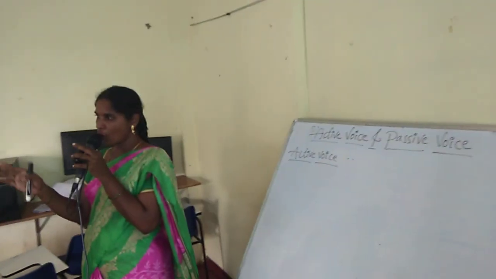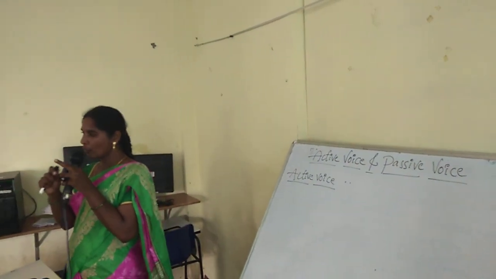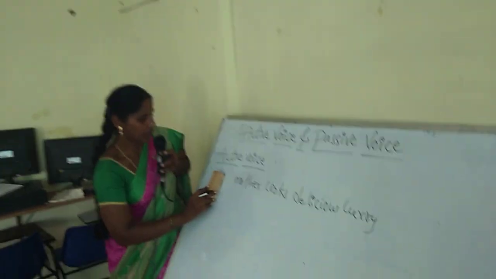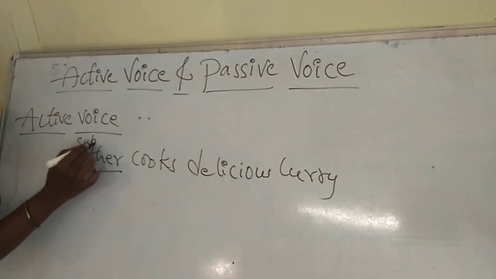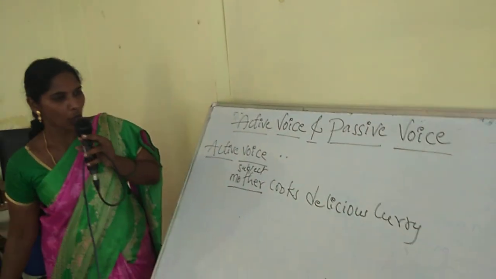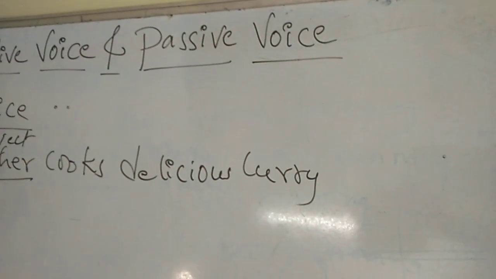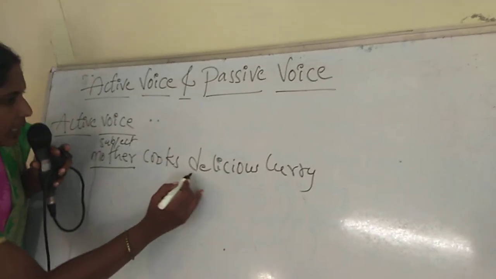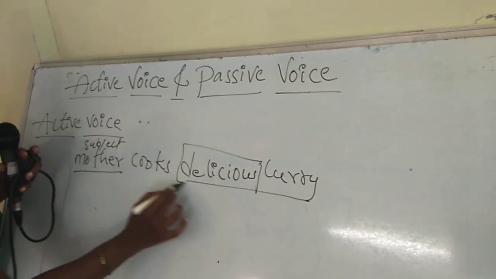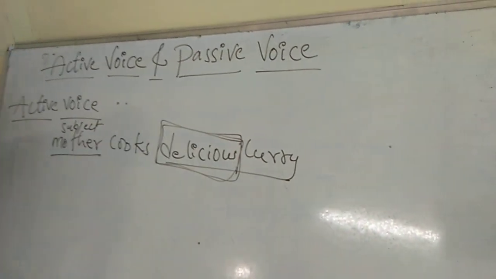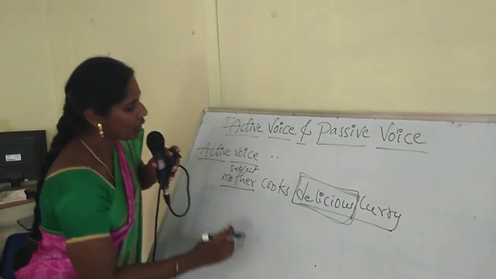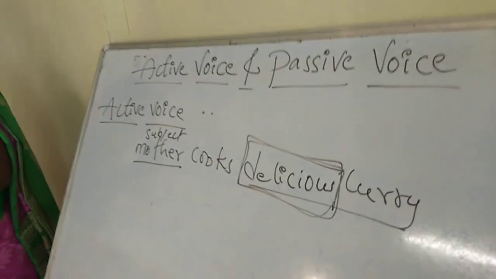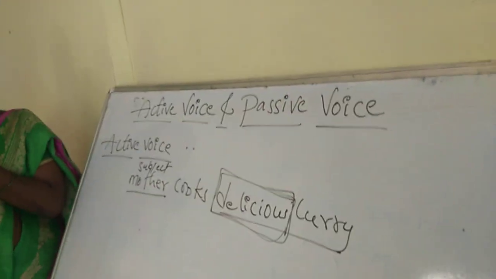Here what is subject and what is the object? An example. Mother, let us remove my. Mother is subject. Okay. Here what is the object? Delicious curry. Delicious means it is an adjective. Okay. We will take this one as an object. Delicious curry. What she is cooking? Delicious curry. Okay. Who is cooking?